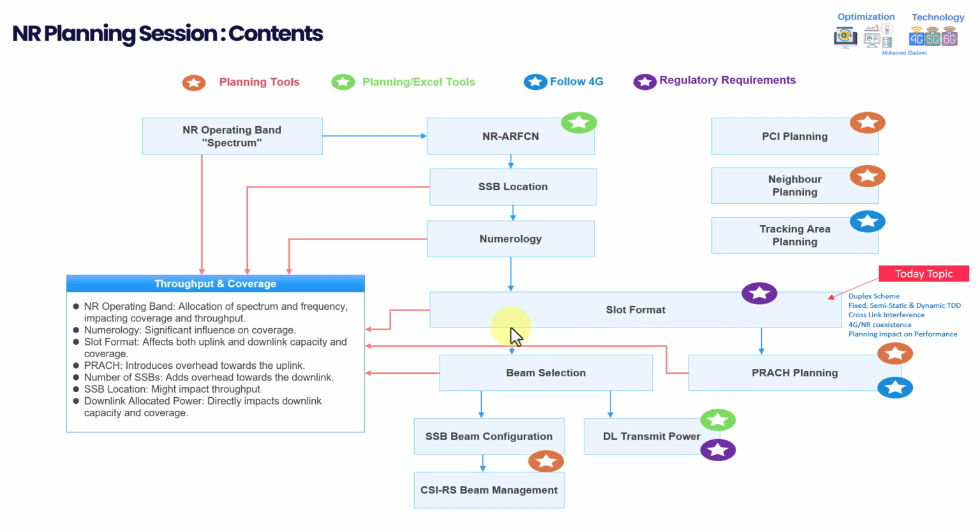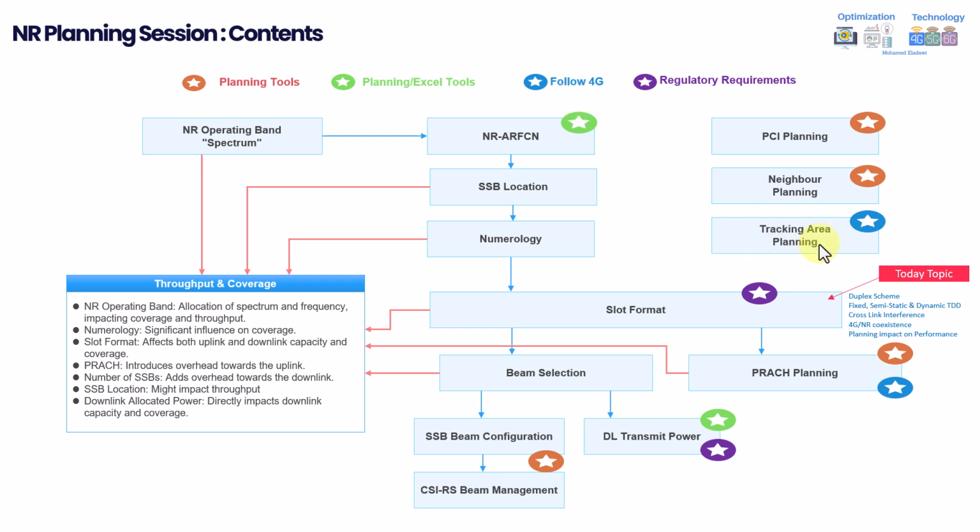But before jumping to the slot format, I'll just highlight what these stars and red arrows mean. Whenever you see a red arrow, this means that this kind of planning input can impact throughput or coverage. And anything highlighted by, for example, an orange star means this can be done through planning tools or Excel tools, or you can even follow the existing 4G network in non-standalone.